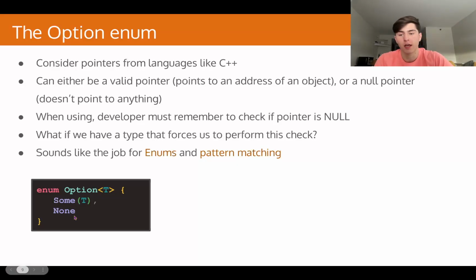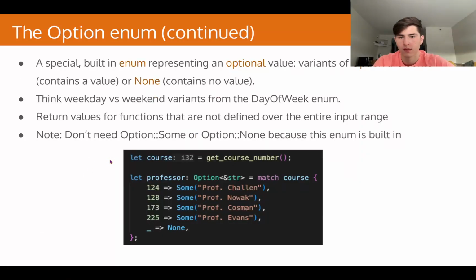It will make you check every time, but you'll be guaranteed with 100% certainty that you either have the value that you want or it is no value, and you must handle this every time. Don't worry though, this is easy. So just like here, this is one way to define option using an enum.